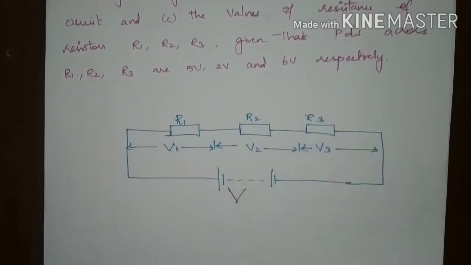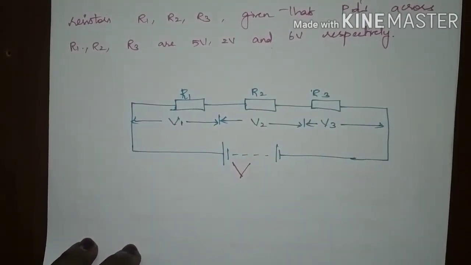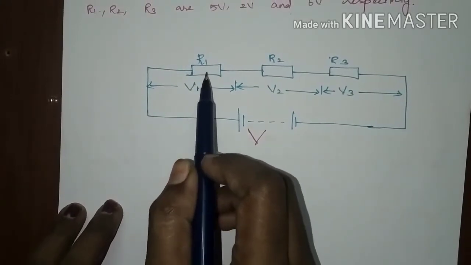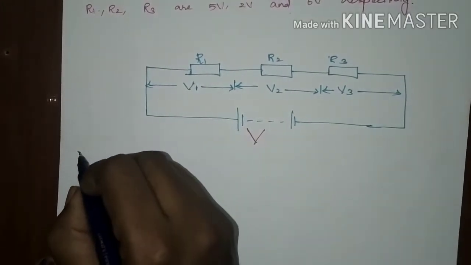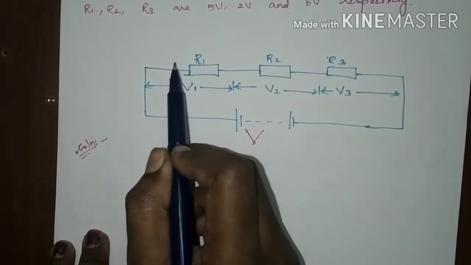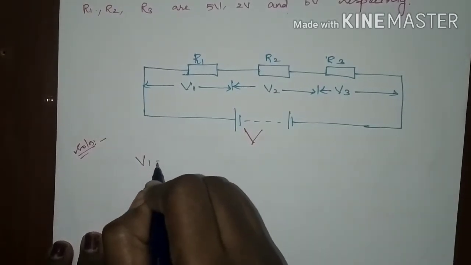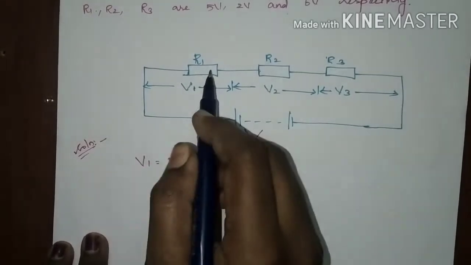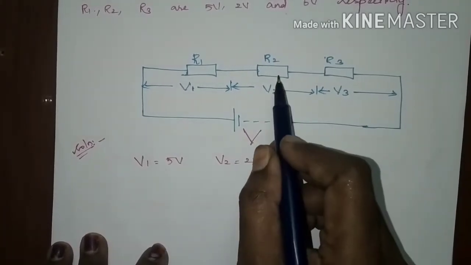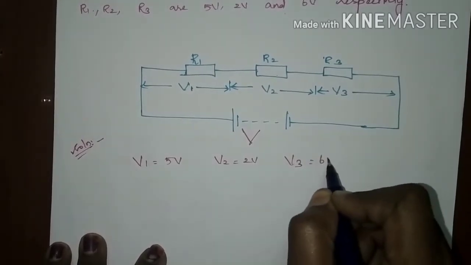This problem is very easy. We have to find the value of resistance and we can find the equivalent resistance also. Here they have given the potential difference across R1, R2 and R3. Let's see the solution. Potential differences occur at the resistances R1, R2 and R3. They have given V1 is equal to 5 volt, the potential difference across R1. V2 is equal to 2 volt, the potential difference across R2. And the potential difference across R3 is 6 volt.